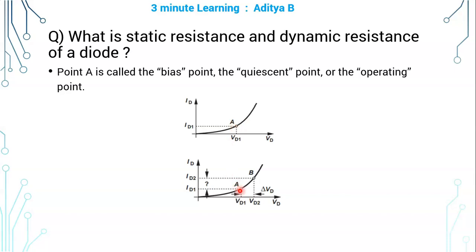If you find the resistance in between 2 points, say for example from point A to point B, whenever VD changes by a small amount, ID also changes by a large amount. So you are trying to find the slope of this curve in between 2 dynamically varying Q points, A and B. It is called dynamic resistance.